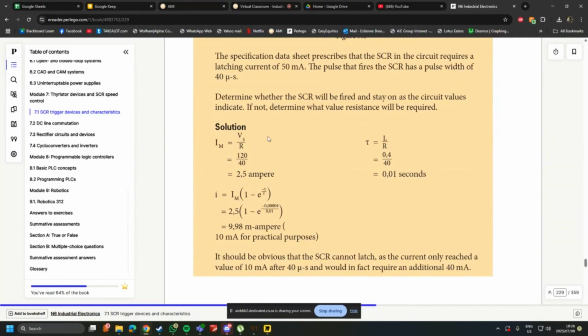So as you guys can see, you can go and check whether or not your SCR is going to stay on. At first we calculate what the maximum current is. That's 2.5 amps for this example. The time constant for the circuit is 0.01 seconds. Then we can substitute everything into our equation for instantaneous current.